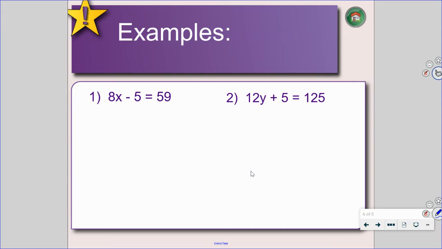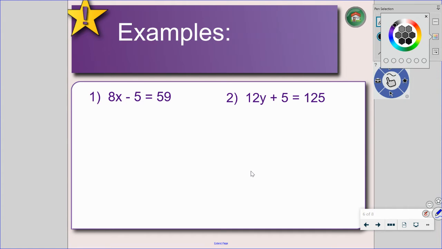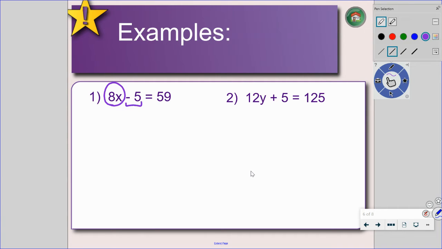I'm going to go ahead and start with example number 1. Feel free to write that down. In fact, many of you should. We're going to start with 8x subtracting 5 equals 59. So how is this similar to the previous problem? Well, we have multiple x's. How is it different? We have a -5.